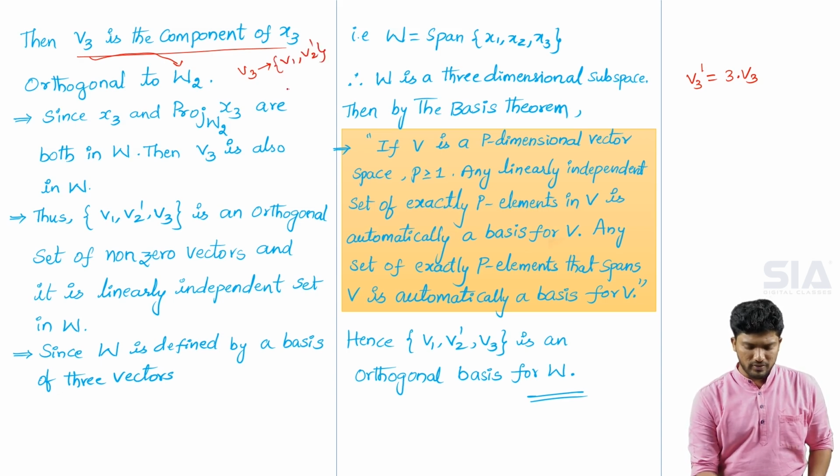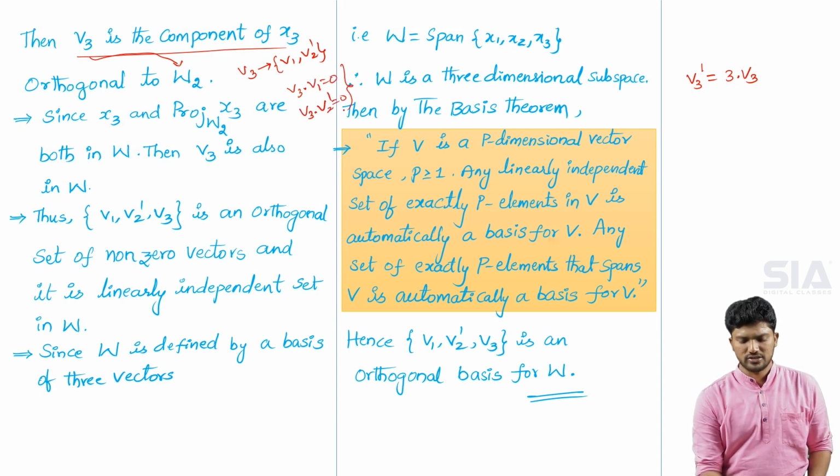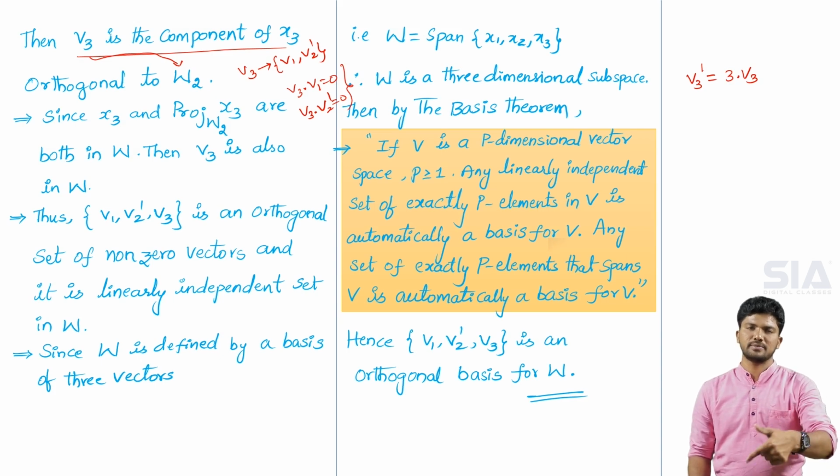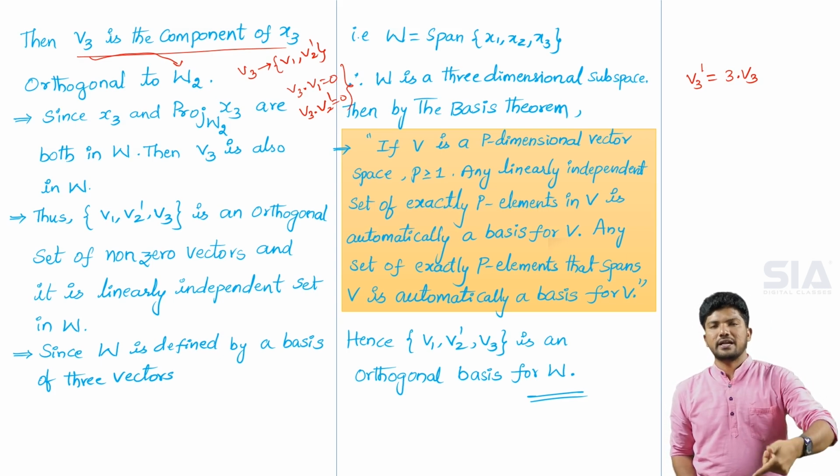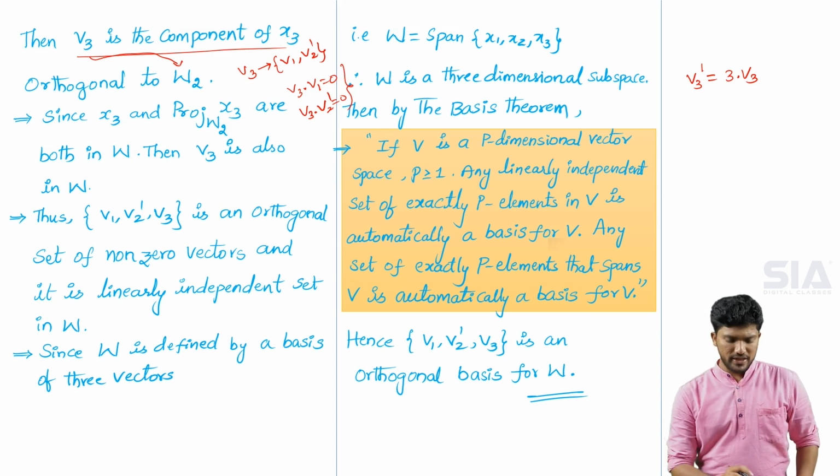So now orthogonal means we can write v3 into v1 is equal to 0 and v3 into v2 dash is equal to 0. You can also cross check, amma. If you apply the multiplication, you will get 0. Multiplying the third vector v3 with v1 gives 0, and multiplying v3 with v2 dash also gives 0.